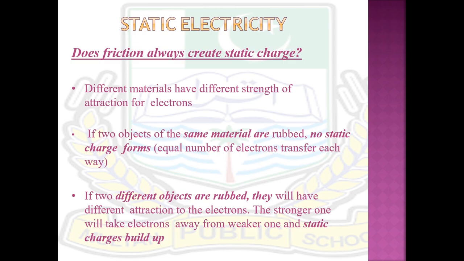Now, after observing all these examples, a question can arise in our minds: does friction always create static charge? The answer is, different materials have different strength of attraction for electrons. If two objects of the same material are rubbed, no static charge forms, so an equal number of electrons transfer each way. If two different objects are rubbed, they will have different attraction to electrons, and the stronger one will take the electrons away from the weaker one, and static charges build up.